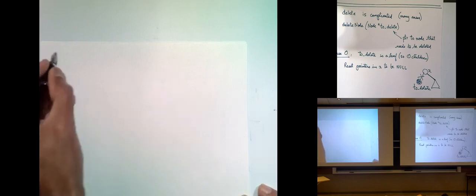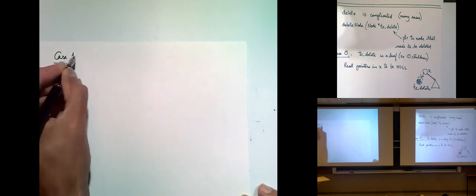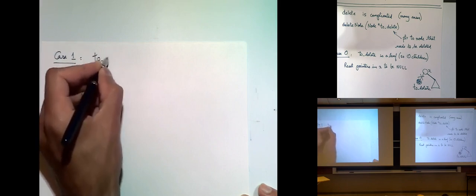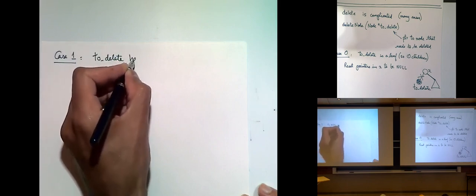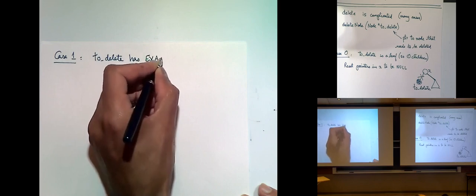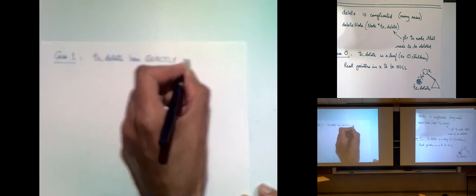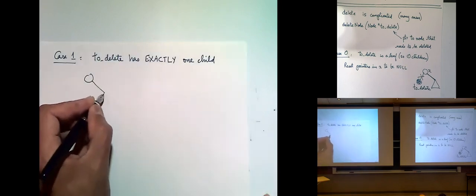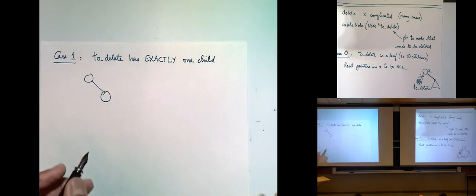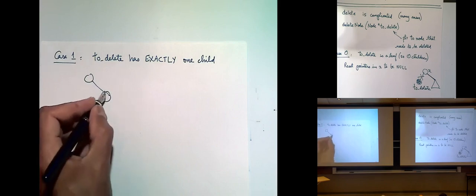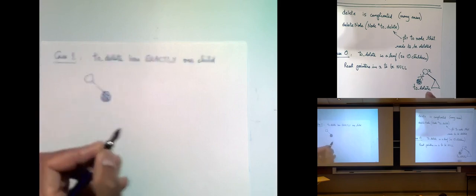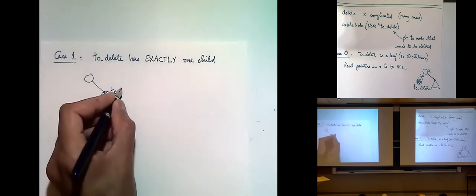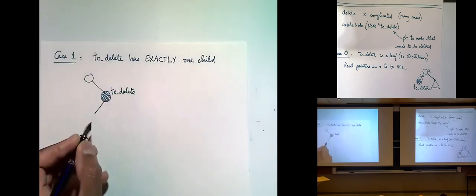Now, case 1 is toDelete has exactly one child. Okay, so there are multiple possible situations. There are actually 4 possible situations. So I'm shading the one that needs to be deleted. So this is toDelete. It could look like that.